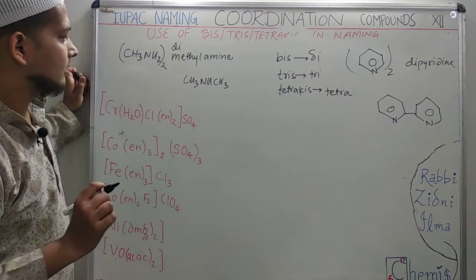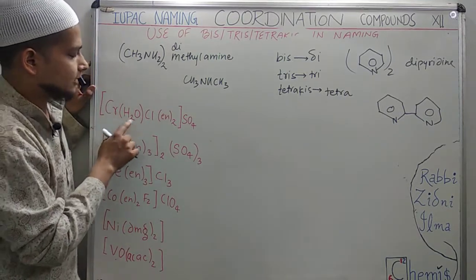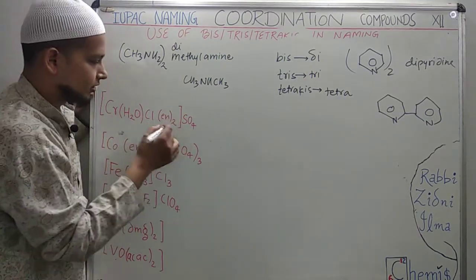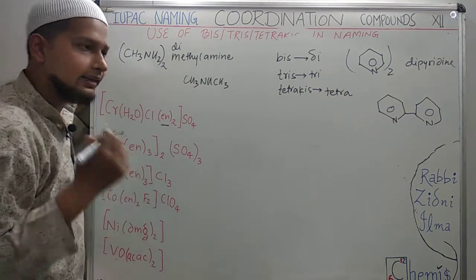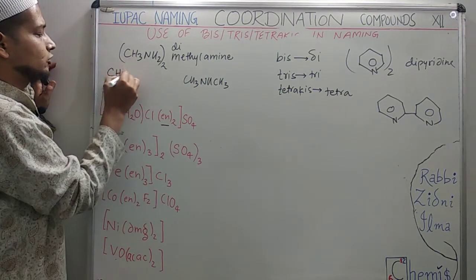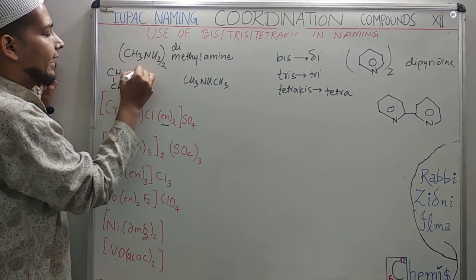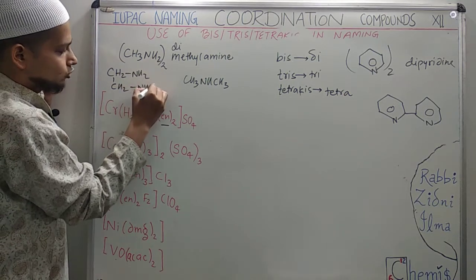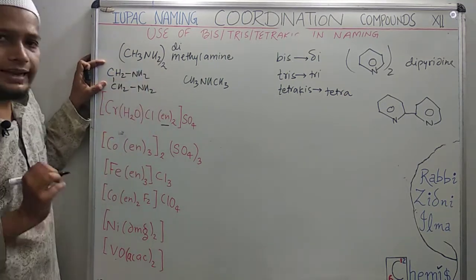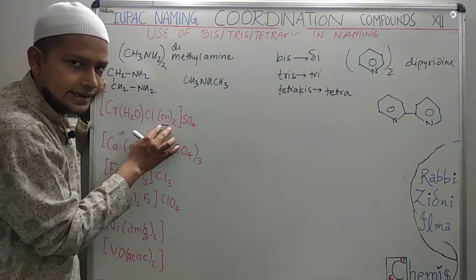Now moving on to the cases, we have 1, 2, 3, 4, 5, 6. I will tell you all these one by one. Look here: Cr(H2O)Cl(en)2 SO4. We have en. What is en? Ethylene diamine. It looks like this: CH2, CH2, NH2, NH2. It is ethylene diamine, short form en.